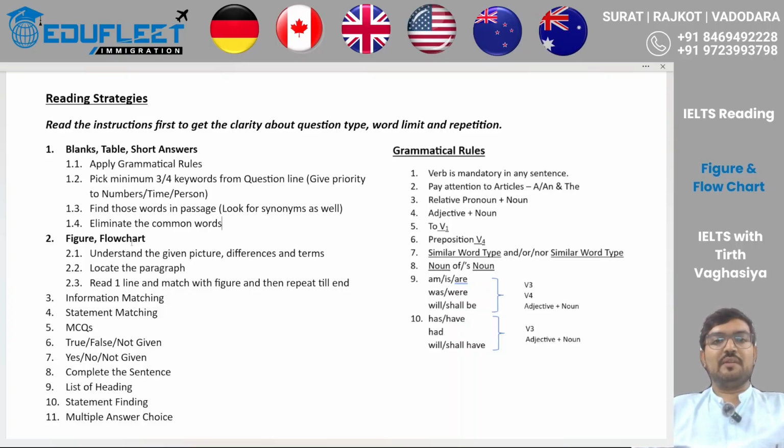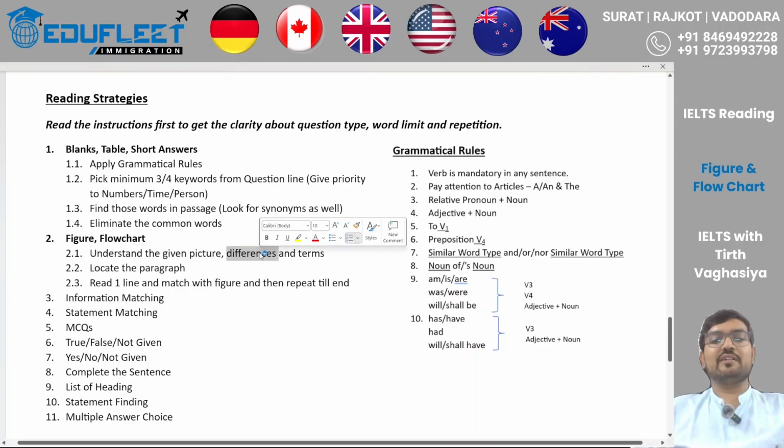So without wasting time, let's start with the question type. Whenever we are solving figure and flowchart, try to have this strategy clear. It will help you to solve it very quickly and effortlessly. First of all, the first step is to understand the given picture, try to identify the differences, and understand the names or terms that have already been given to you.